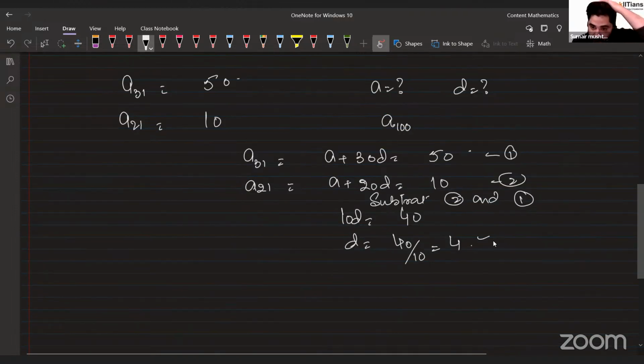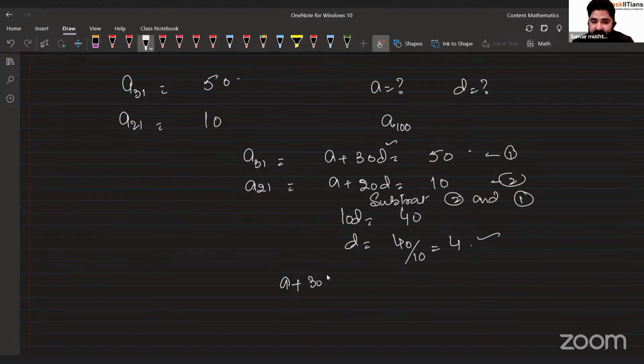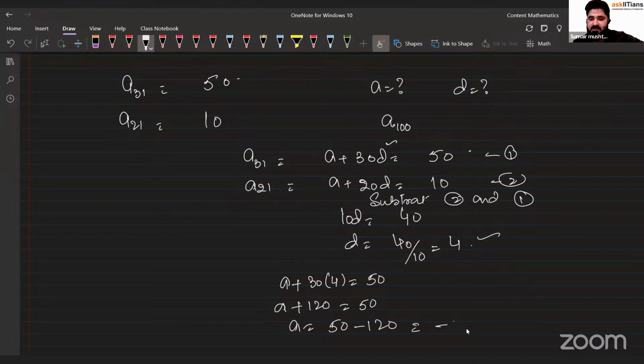You can put the value of d in this equation, right? So I can say a plus 30 times 4 is equal to 50. Clear? That is a plus 120 is equal to 50. I got a is equal to 50 minus 120, that is equal to negative 70. So this is the value of a.